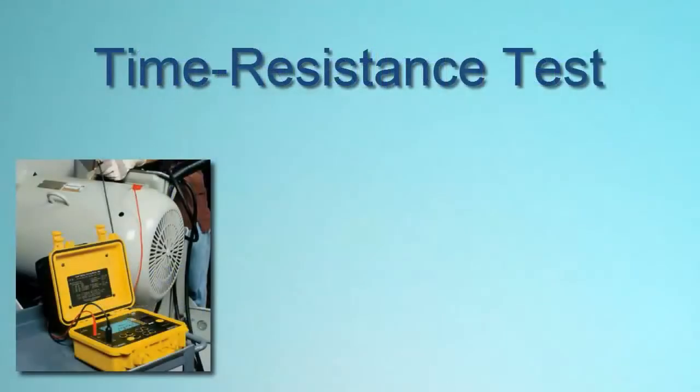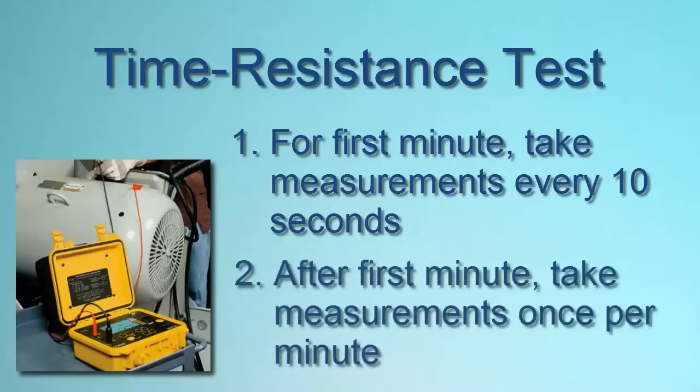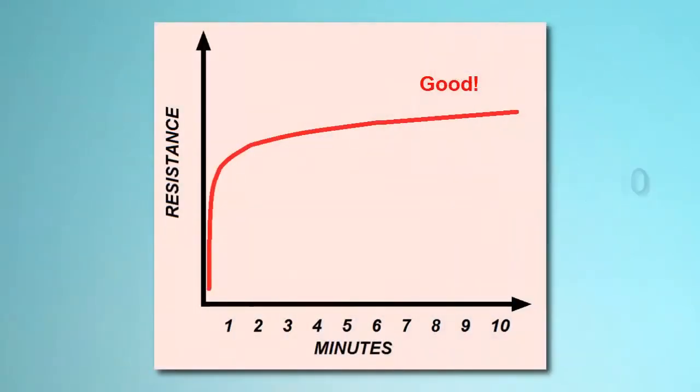Another insulation resistance measurement method is the time resistance test, also referred to as the dielectric absorption test. It involves conducting a 10-minute test. For the first minute, during which absorption current will have the highest effect on resistance, measurements are taken every 10 seconds. After the first minute, measurements are taken once per minute. When you plot the results, you should see a curve that rises relatively rapidly at first, and then continues to gradually rise throughout the testing period.